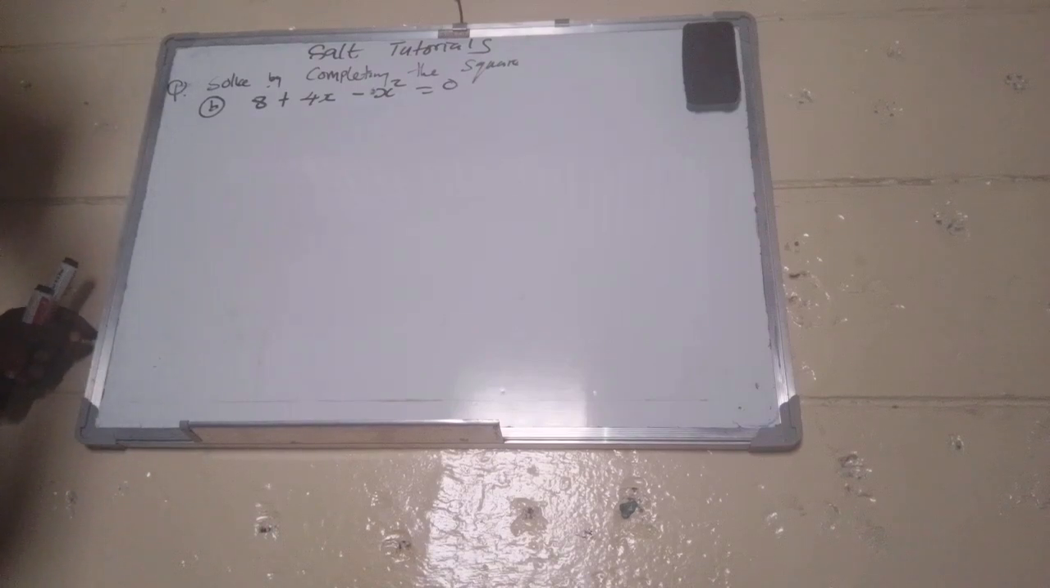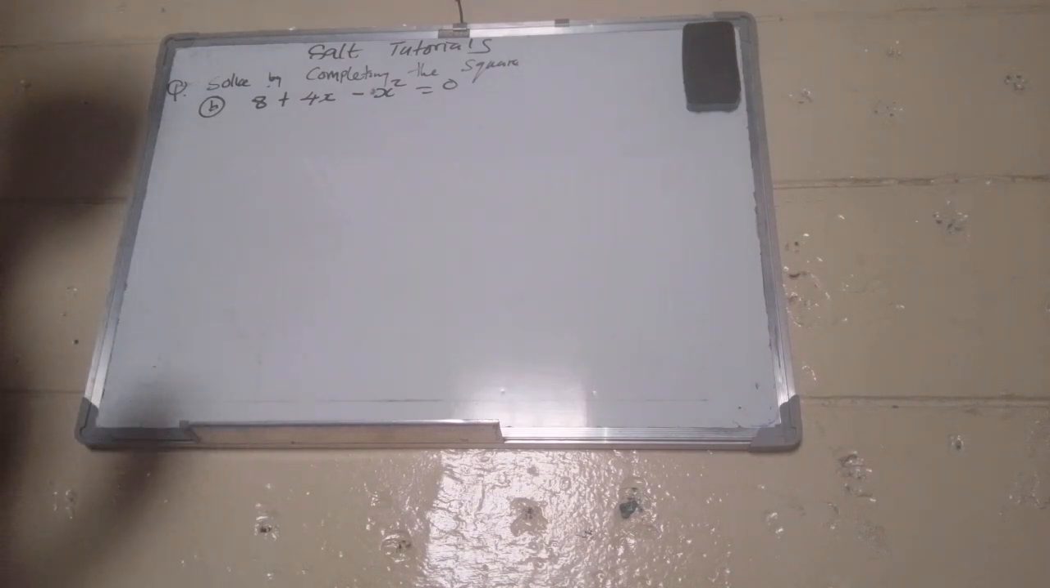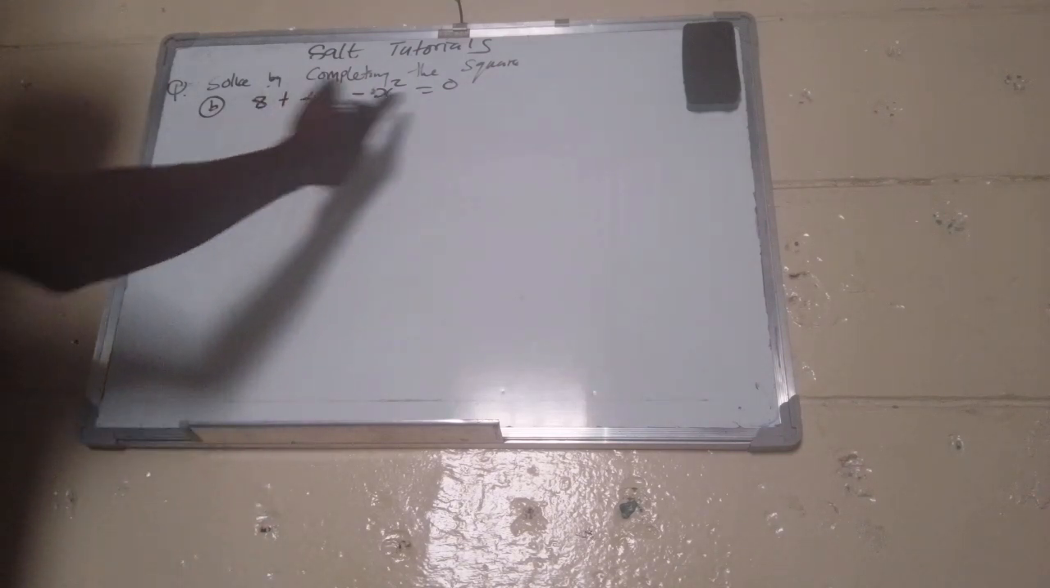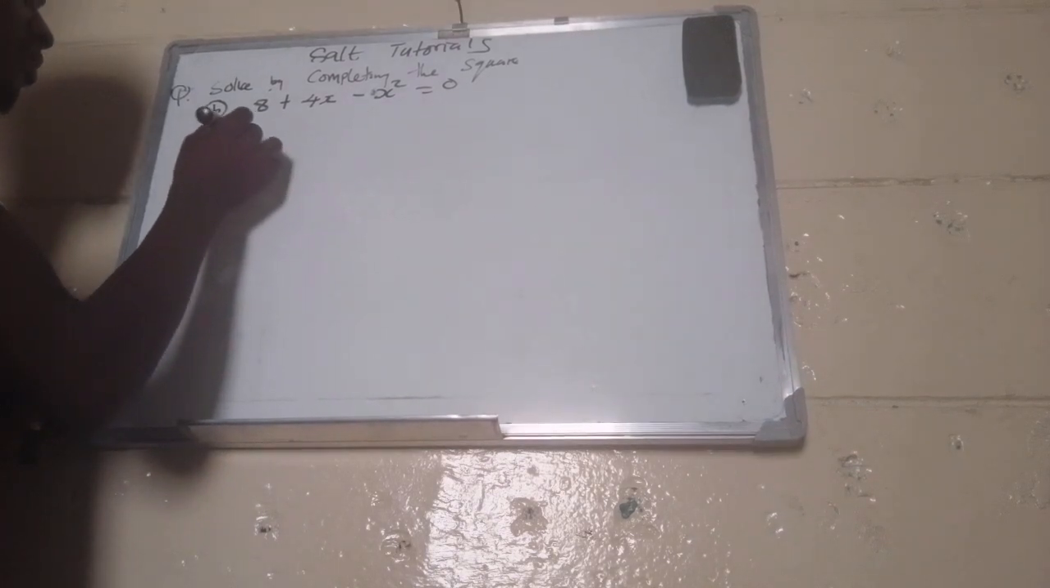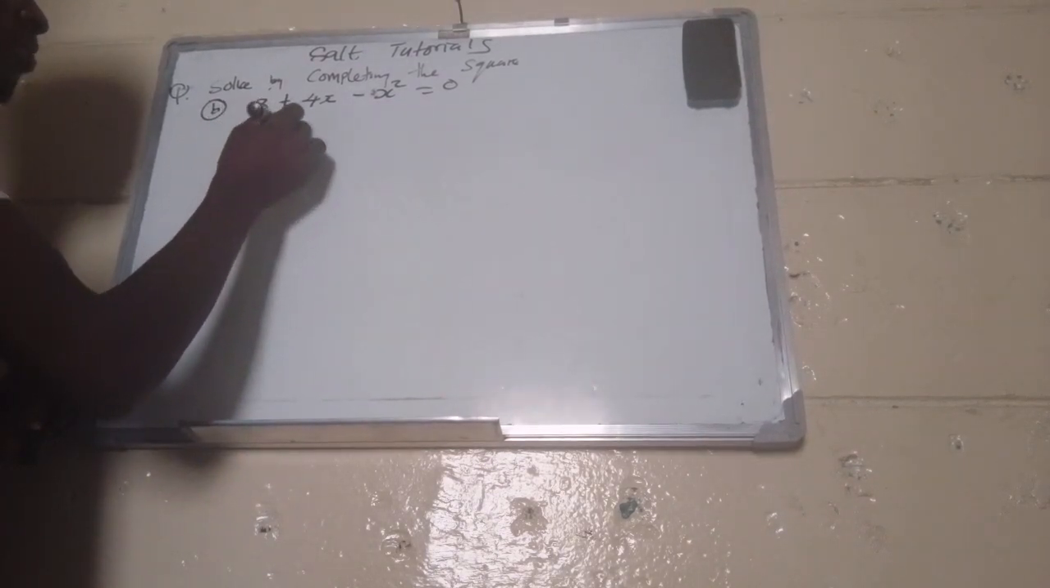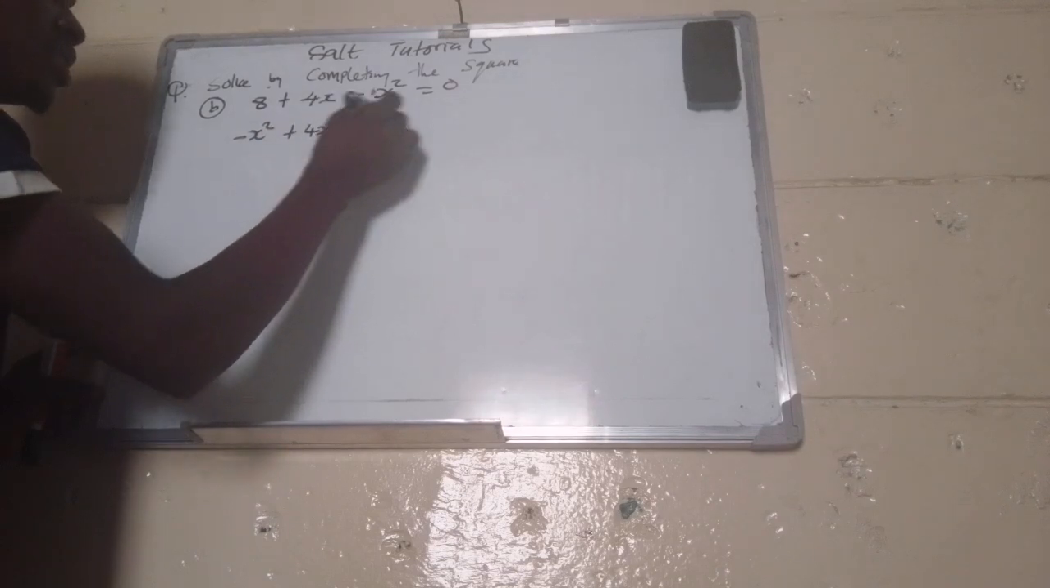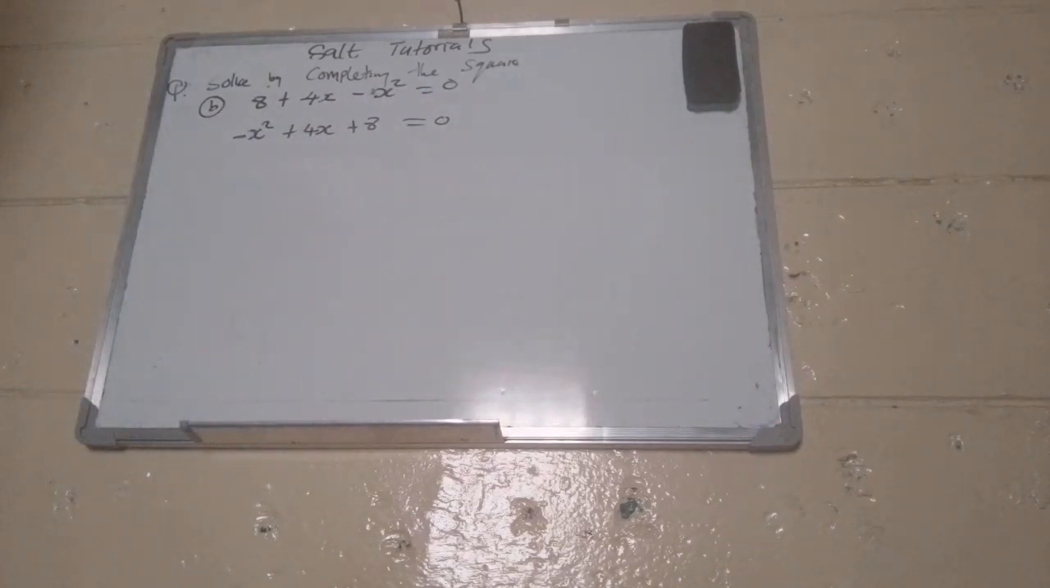Now, how about this one? 8 plus 4x minus x squared is equal to 0. We understand that a quadratic equation always starts with the x squared. So rewriting this is just the same as saying negative x squared plus 4x plus 8 is equal to 0. Nothing has crossed the equal sign; I've just rearranged it like that.